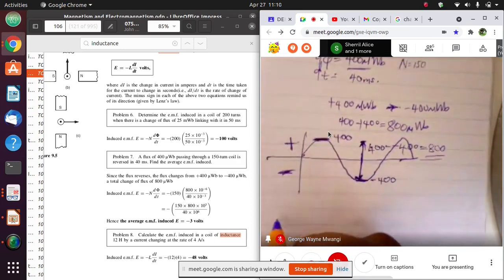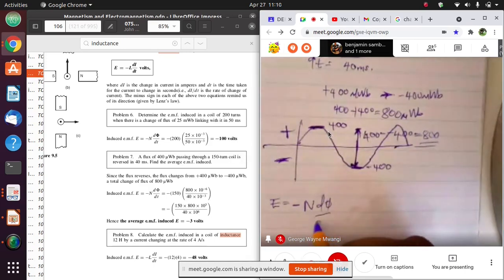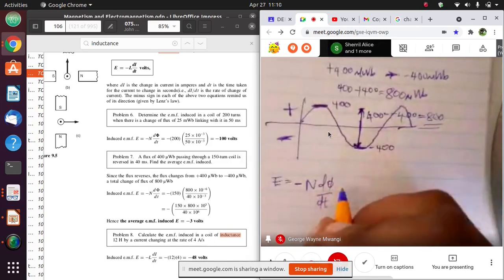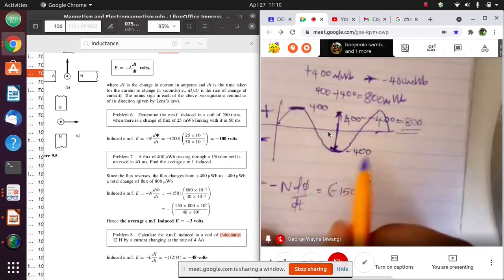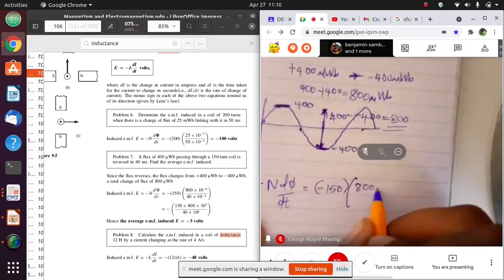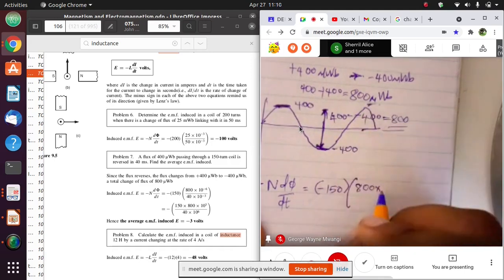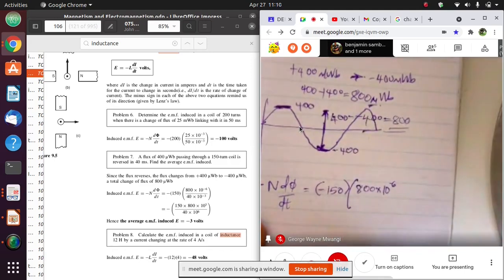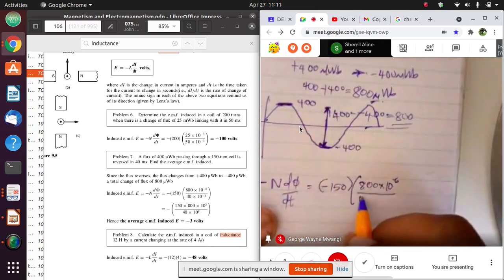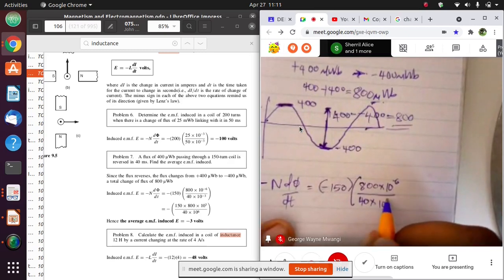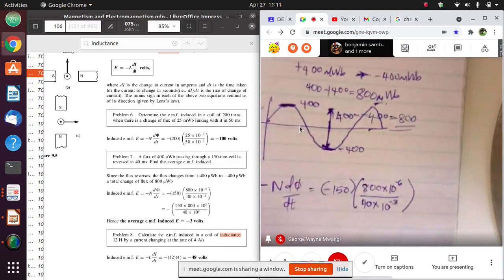So therefore, our induced voltage will be negative N change in flux over change in time. Our N is negative 150, times our total change in flux, which will be 800. Remember now it is micro. It is 800 microweber, which is 10 raised to power negative 6, over change in time, 40 milliseconds. When you change it to seconds, itakuwa 40 times 10 raised to power negative 3. I want you to see the difference between micro and milli.